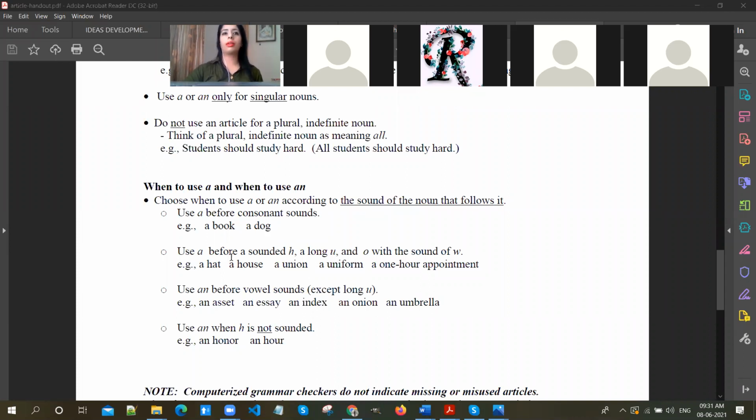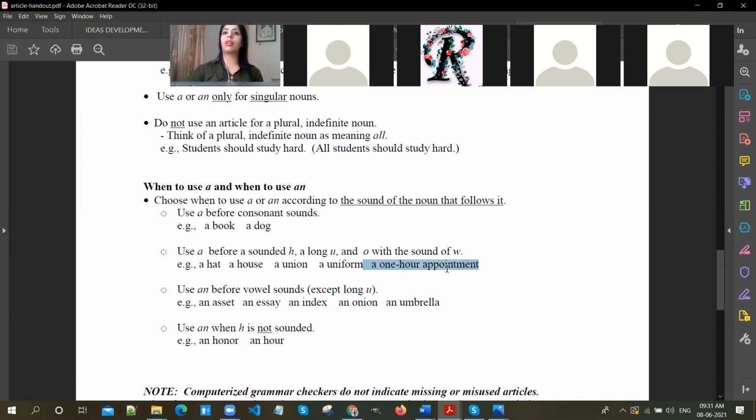A book, a dog. Use A before a sounded H, right? Along with the sound of W, like a hat, a house, a union, a uniform, a one hour. Yes, although this is O. Some students say that it has O in it, so it is a vowel. No, but the sound of O is not coming in this, right? The sound of 1, the sound of W, is coming. A one-hour appointment. So A will come in this.